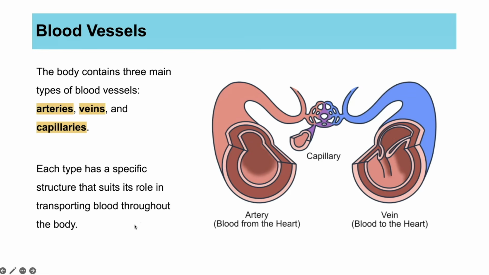So that takes us on to the blood vessels then, which are still part of the circulatory system. There's three main blood vessels that you need to know: arteries, veins, and capillaries. All three of them have a different structure and function. So let's have a look.